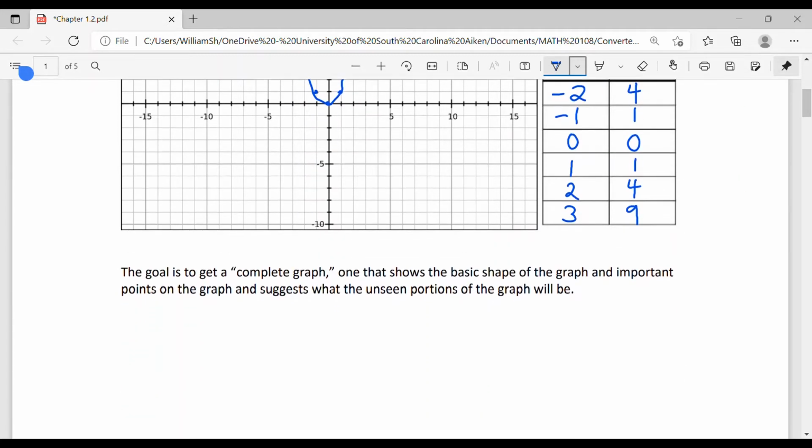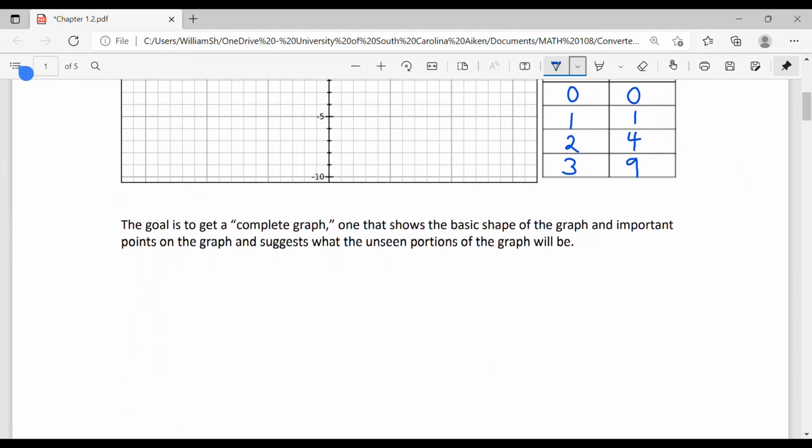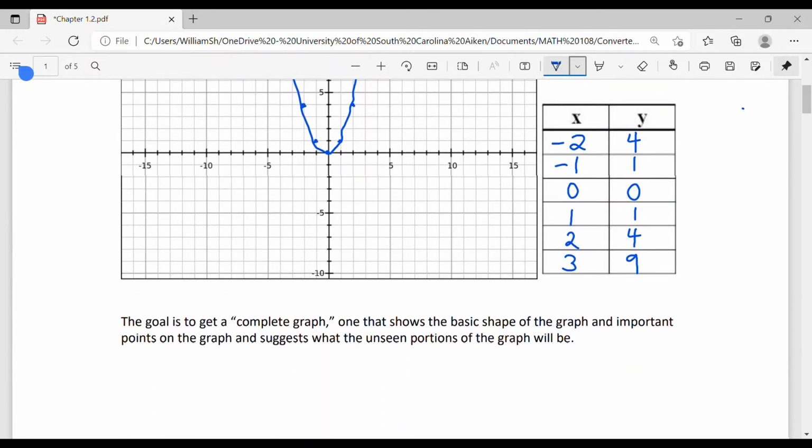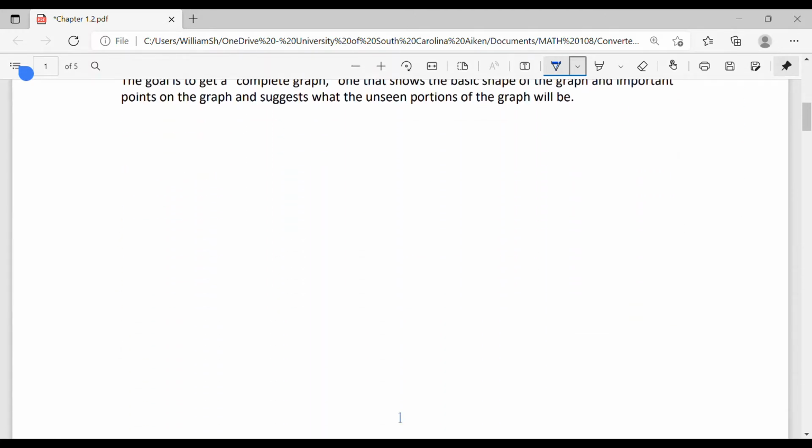Now we're going to do a couple of these, but the whole goal with this graphing section is to get a complete graph, one that shows the basic shape of the graph and important points on the graph and suggests what unseen portions of the graph will be. If you look at this graph, it continues in an upward direction on the right and left hand sides, which lets us know our graph increases, right? You'll see the importance of this in several other examples.